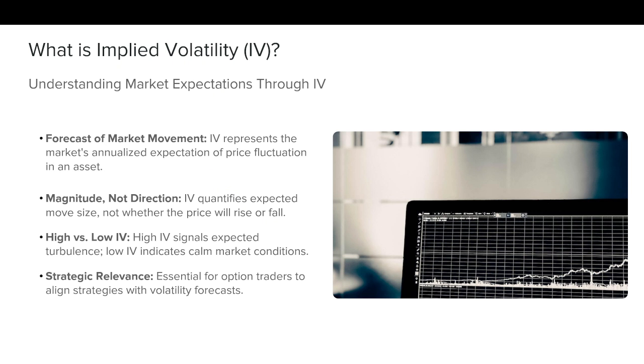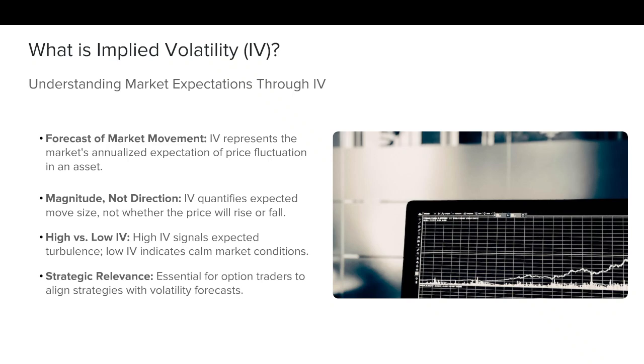Let's begin. Now, what is implied volatility or IV? We know it is one of the most crucial metrics in options trading. It's a forward-looking estimate of how much the market expects an asset to move in a year, expressed in percentage terms. But it's important to emphasize, IV tells us about the magnitude of the expected movement, not the direction. So a stock with 60% IV could explode upwards or collapse downwards. What IV tells you is simply that a big move is likely. It does not make any comment on the direction.